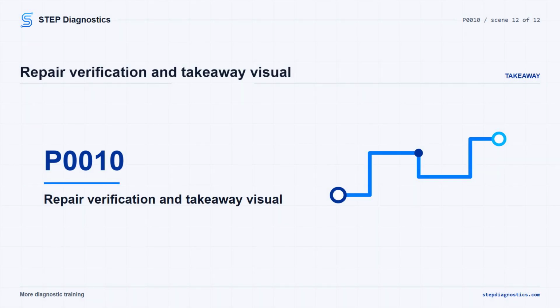After the repair, keep verification separate from the pinpoint testing. Verify the repair, reproduce the operating conditions, and confirm P0010 stays gone.